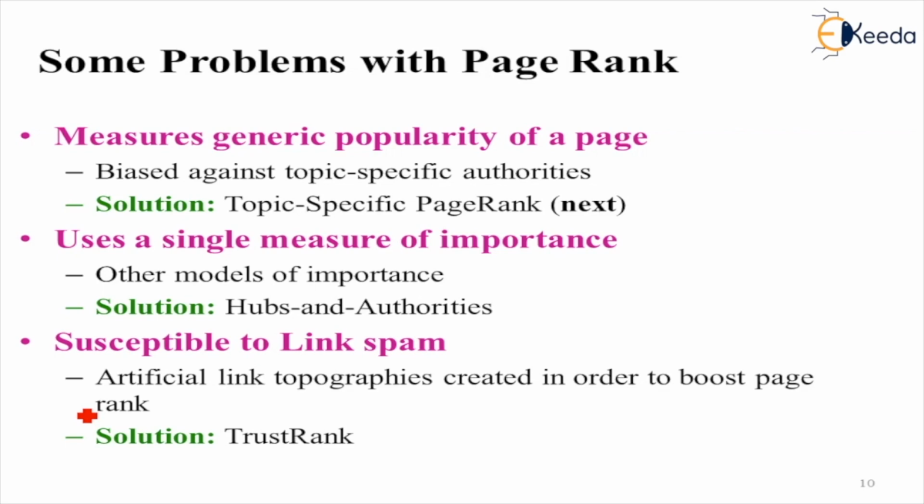It uses a single measure of importance, unlike other models of importance like hubs and authorities, where only one type of link is considered: only in-links are considered, out-links are not considered. It is also susceptible to link spam, artificial link topography created in order to boost the page's rank. So rather than going with those problems of PageRank, we use TrustRank. These are some problems, and we have very typical solutions available with us.